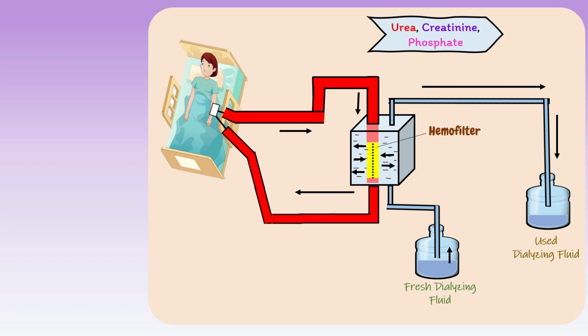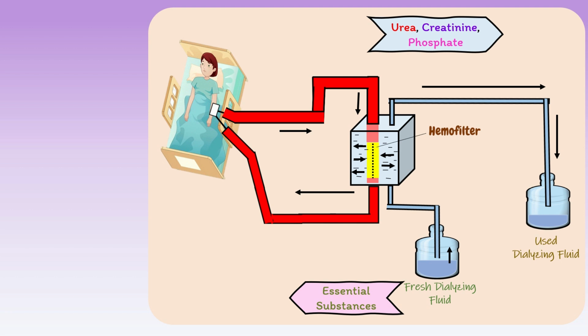Urea, creatinine, phosphate, and other unwanted substances from the blood pass into the dialysate by concentration gradient. The essential substances required by the body diffuse from dialysate into blood. Almost all the substances except plasma proteins are exchanged between the blood and dialysate through the cellophane membranes.